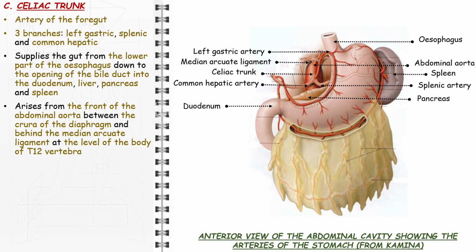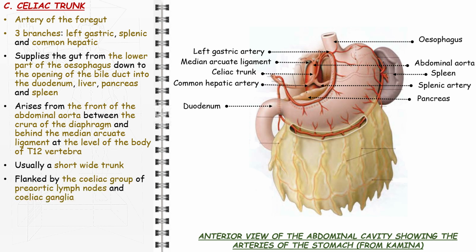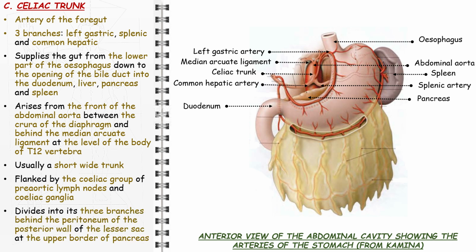It is usually a short wide trunk but may be longer, flanked by the celiac group of preaortic lymph nodes. The celiac ganglia lie one on each side and they send to the artery sympathetic nerves which are carried along all its branches. At the upper border of the pancreas the trunk divides into its 3 branches behind the peritoneum of the posterior wall of the lesser sac.